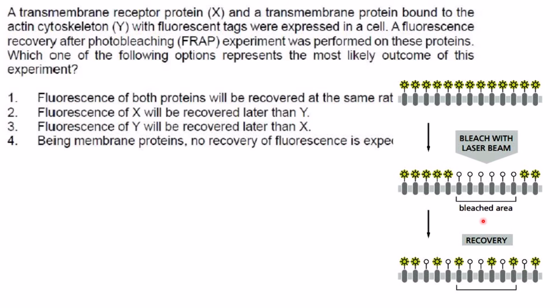So the options: fluorescence of both proteins will be recovered at the same rate. No. Fluorescence of X will be recovered later than Y. No, X will come fast before Y because it is not bound to actin. Then, fluorescence of Y will be recovered later than X. Of course, that is correct. So the answer here is 3. Being membrane proteins, no recovery of fluorescence in the experiment. That is also not correct.